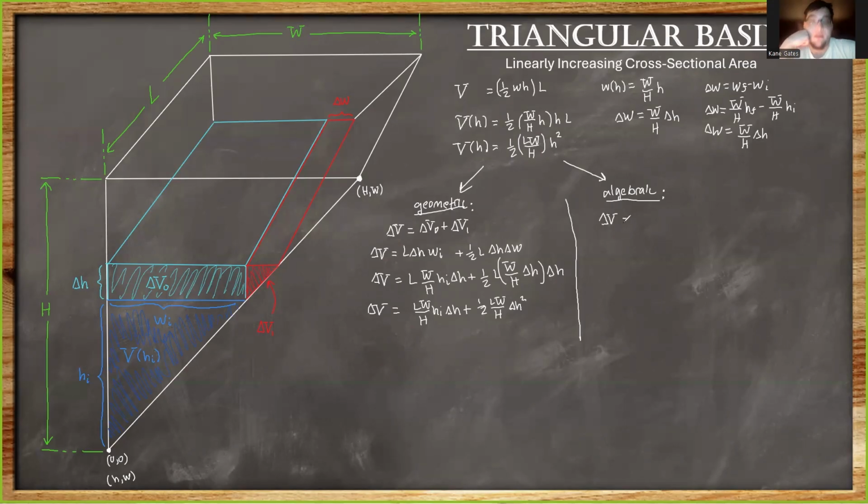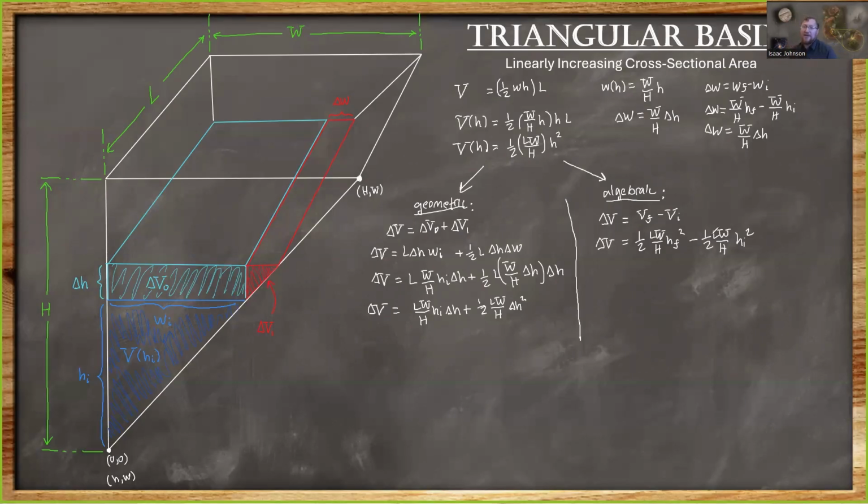1/2 length times width over h times h initial squared minus 1/2 length times width over height times h. Or sorry, I got it backwards. H final first and H initial last. I do that a lot myself, so I understand. All right, H initial squared. So that's really just algebraically we're using the volume function, finding the initial value, finding the final value, and the difference between the two.